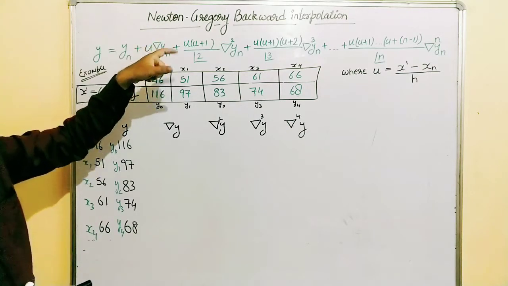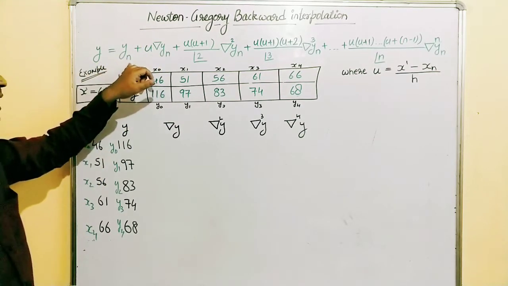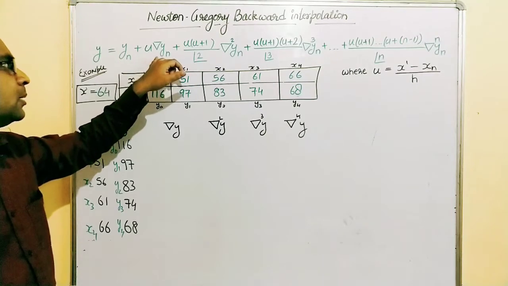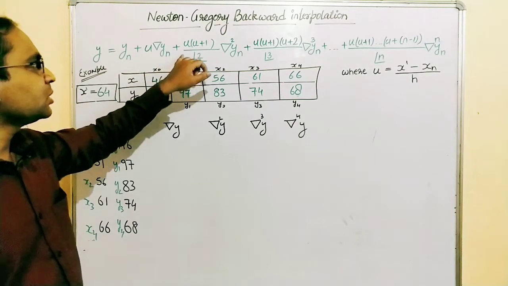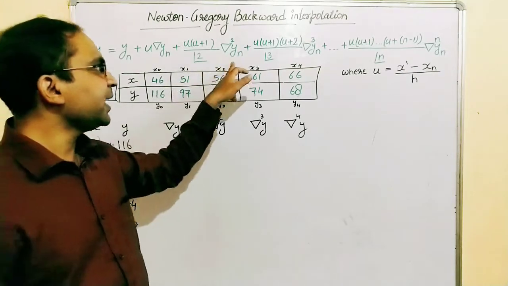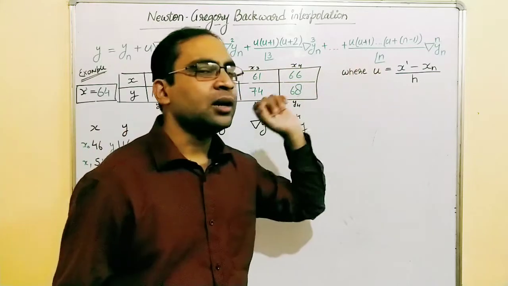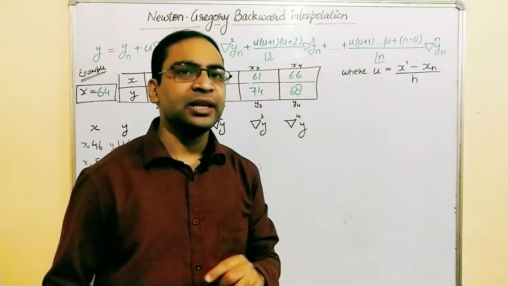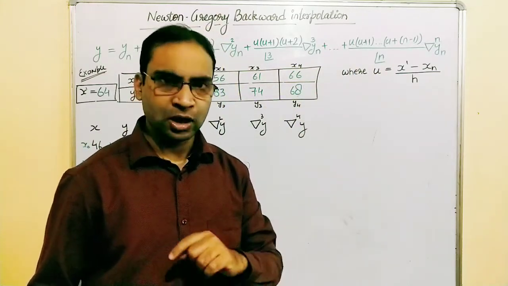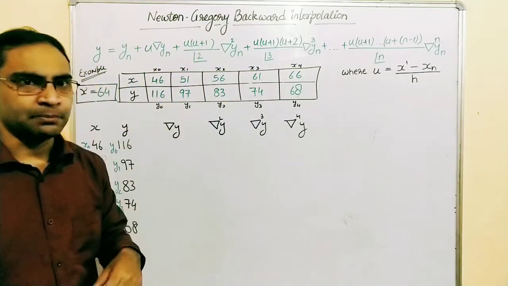So the Newton's Gregory backward interpolation formula is y is equal to yn plus u backward del yn plus u into u plus 1 divided by factorial 2 del 2yn plus and so on. So we can see that this is the formula for the Newton's Gregory backward interpolation. So now let's understand this with the help of an example.